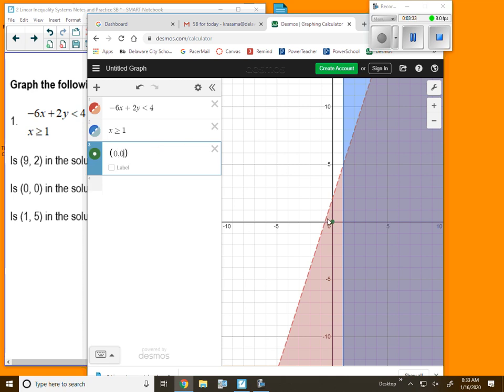(0, 0). What do you think? (0, 0). It's only in the red. So is it in the overlapping? No, it's not. It has to be in both to be a solution. Okay, so right here, (0, 0) is not. And then (1, 5). What do you think? That's tricky. Both lines have to be solid for that to be true. Since one of them is dotted, that would be a no.